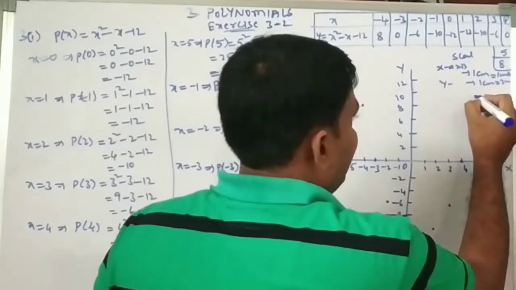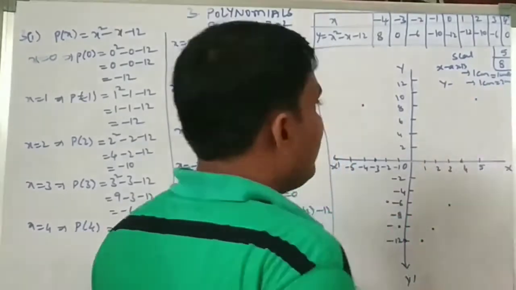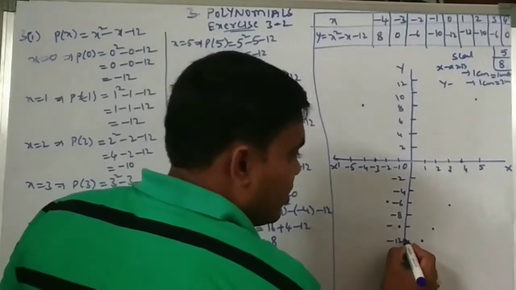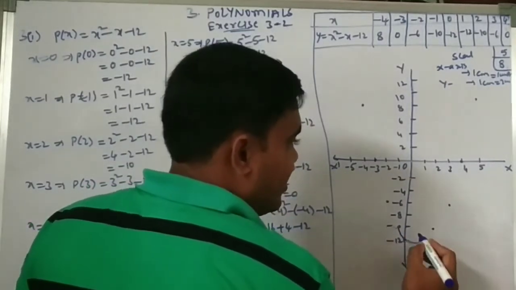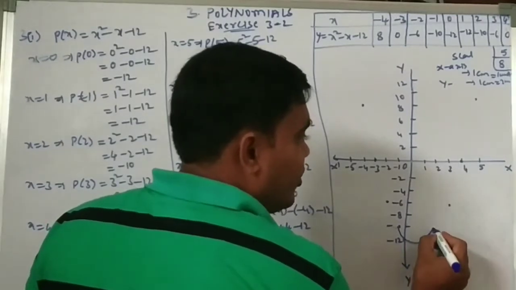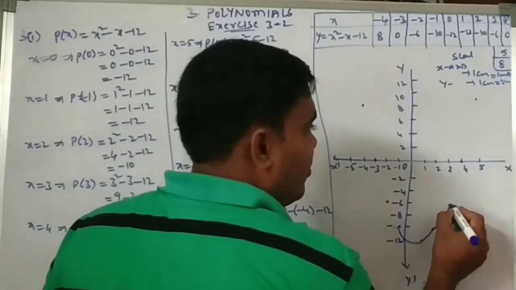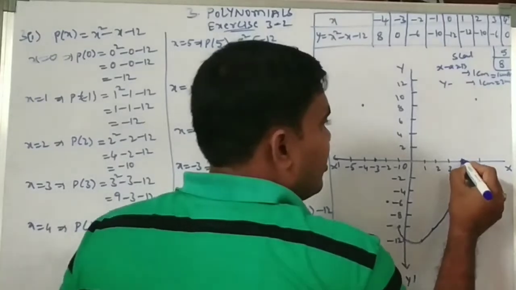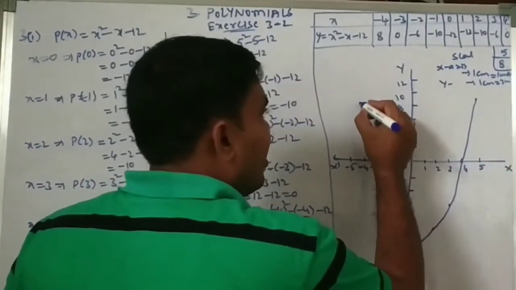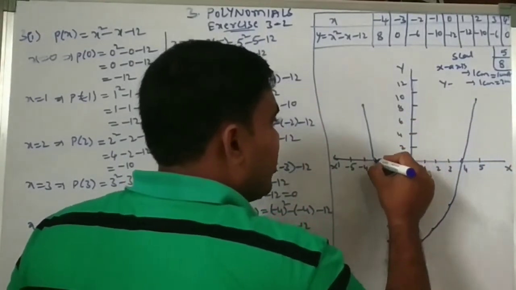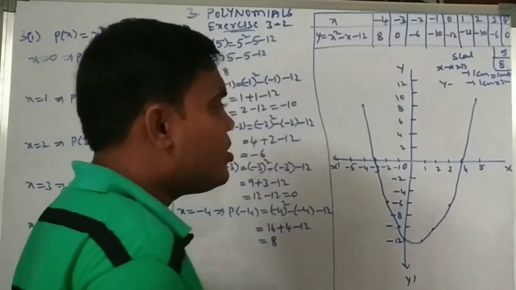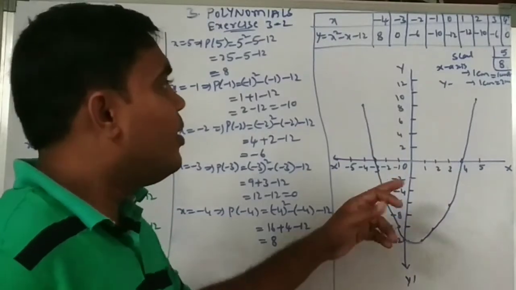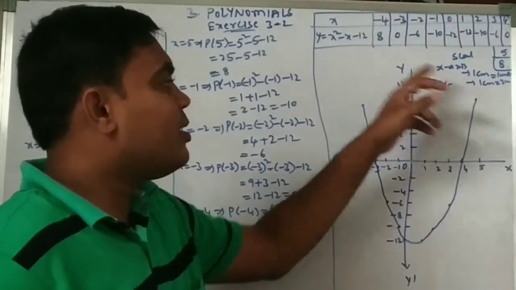So now I want to join like this. So we are not using scale. We don't want it. So simply draw with a pencil. Don't use any scale. Okay. So this is the curve.